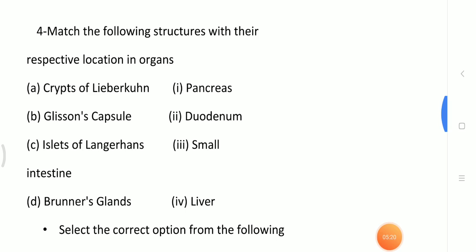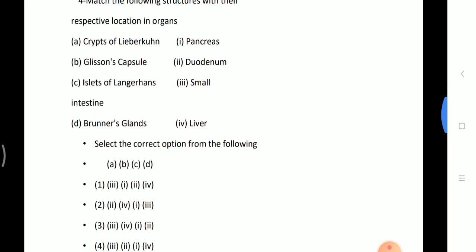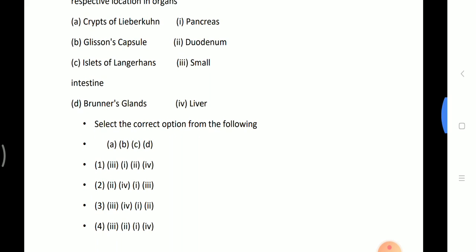So we have crypts of Lieberkühn in column A, then Glisson's capsule, then islets of Langerhans, then Brunner's glands. In column B, we have pancreas, duodenum, small intestine, and liver. So here is the option given to match which part is present in which organ. So guess the answer. Answer will be option 3.